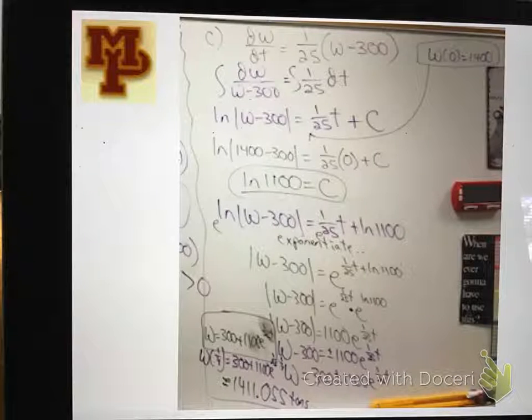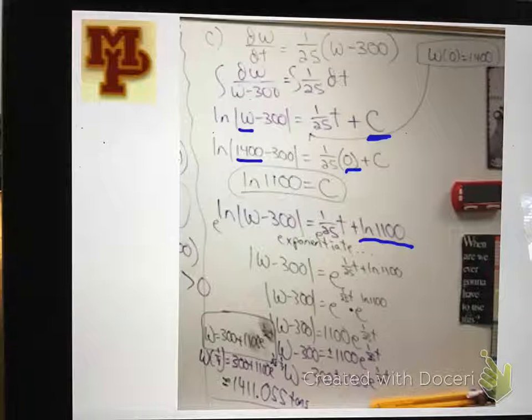And then the last part is just the separating and the solving. So hopefully you're feeling a little bit better about this part, even as it applies to real world problems. So we separate, we multiply by dt, separate and integrate. We divide by W minus 300. This one turns out pretty nice. And then we plug in the point that we know. So we have 0 and 1,400 that we can plug in. And we get natural log of 1,100 is the C. We plug that in right there for the C.